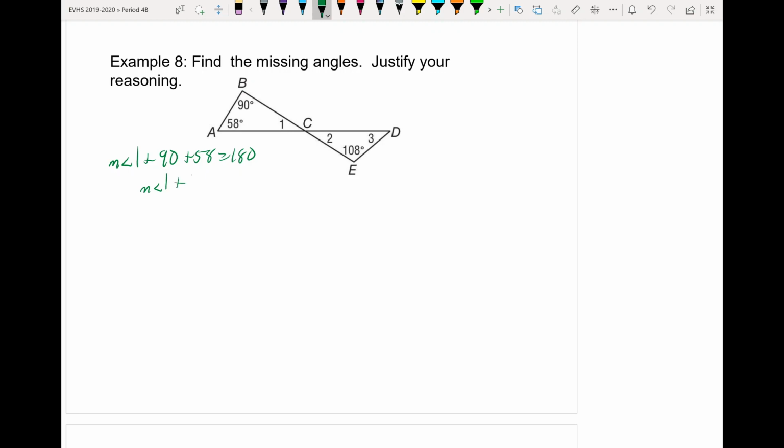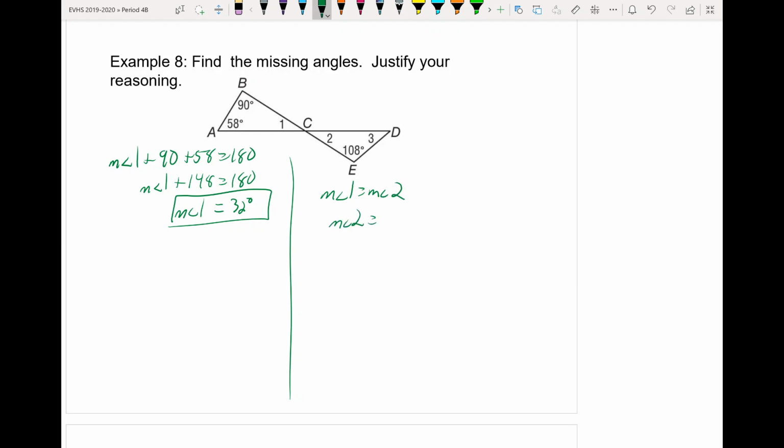Measure of angle 1 plus 148 equals 180. Therefore, measure of angle 1 equals 32 degrees. All right. Now we know that the measure of angle 1 is equal to the measure of angle 2 because of vertical angles, so measure of angle 2 is also 32 degrees.